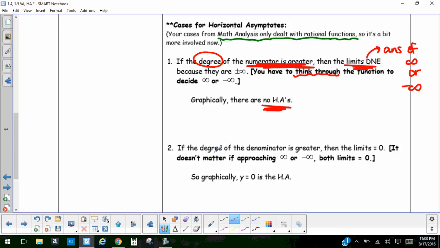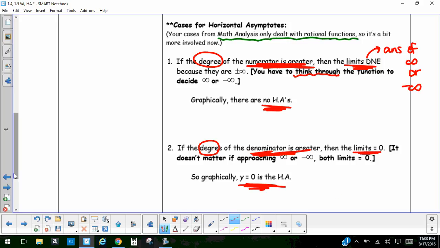Okay? Second case, degree. Now, if the, oops, I didn't mean to cross that off, I just meant to underline it. If the degree of the denominator is greater, then the limits are 0. It doesn't make a difference whether I'm approaching infinity or negative infinity, because 0 plus and minus 0 doesn't make a difference. So no HAs if the degree on top is bigger. If the degree on bottom is bigger, y equals 0 is the HA.